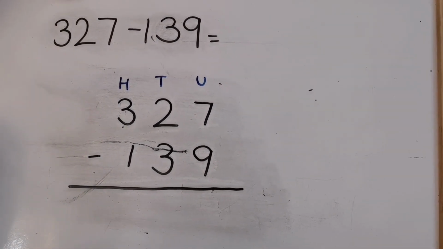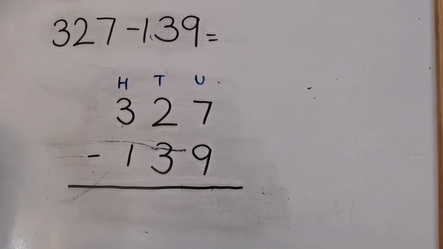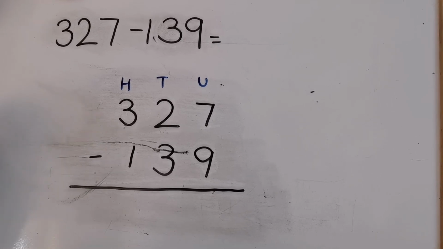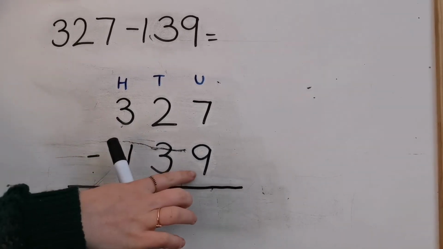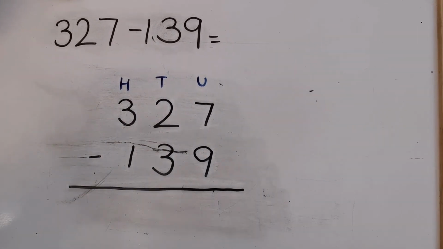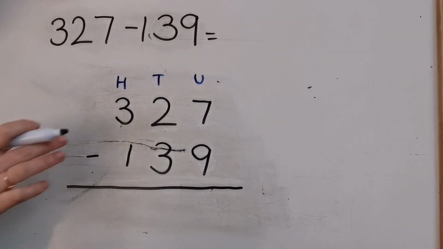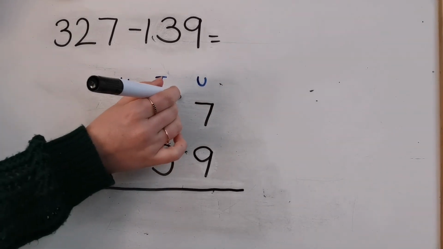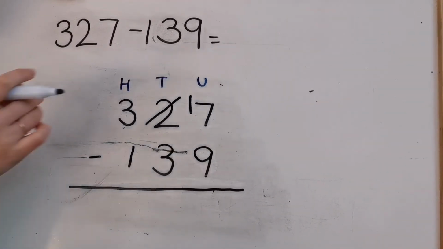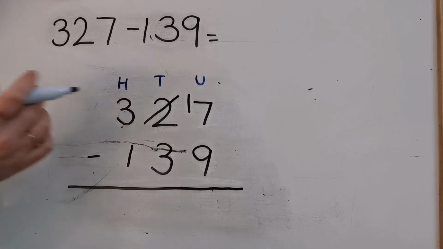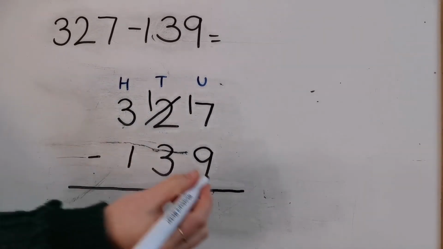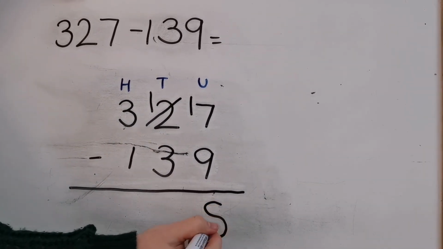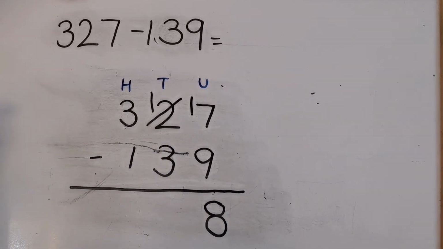Fabulous, well done if you had a go at this tricky sum. We're going to go through it together now. So to begin with, we're going to look at the units column. We've got 7 take away 9. You can't do that, so hopefully you remembered to knock next door to the tens column. We're going to take from the 2, 1 of the tens into the units column, which would leave us just 1 in the tens column. So now I've got the number 17 take away 9. Hopefully you got the answer 8 and found that nice and easy.